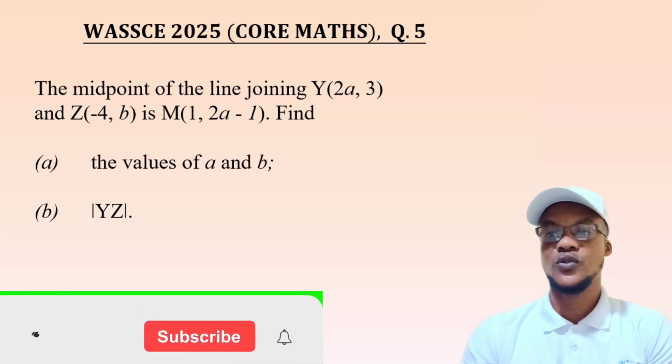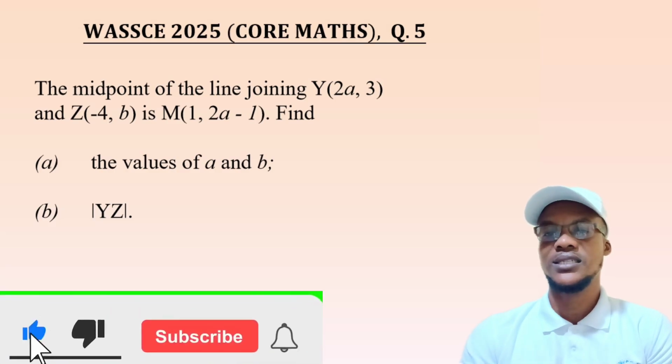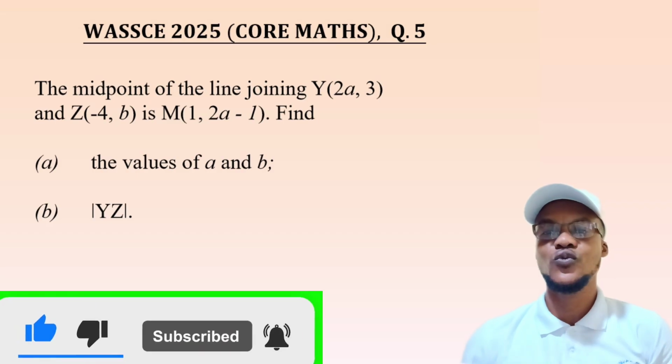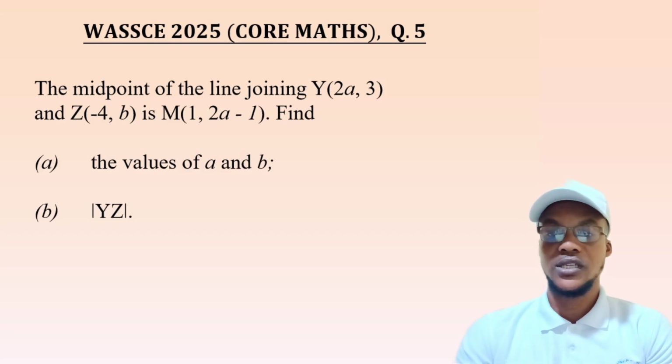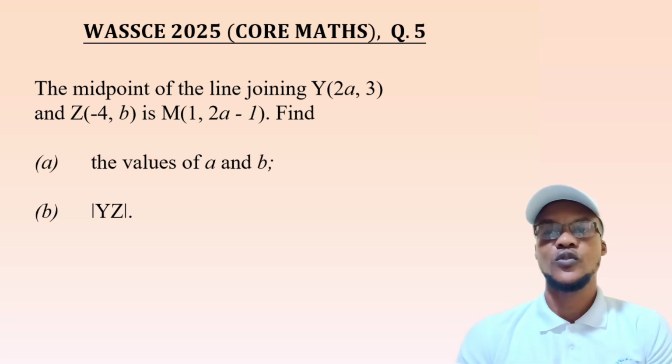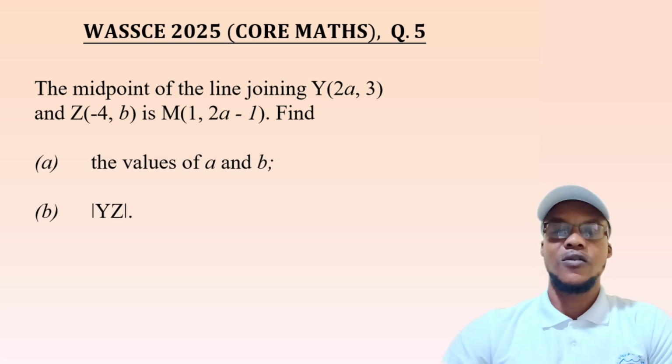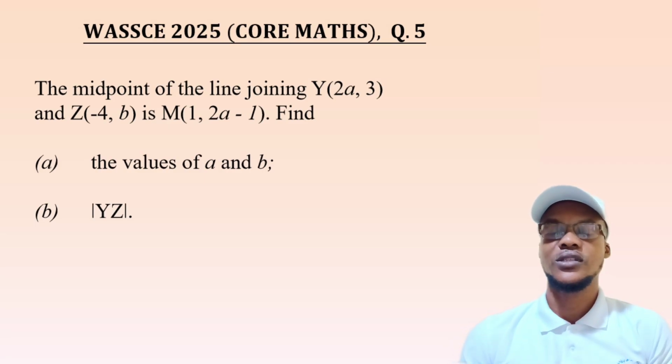So today we are going to solve question 5 of the core mathematics, which says the midpoint of the line joining the two points Y and Z is given as (1, 2a minus 1). We have to find the values of a and b, and also find the length or the distance of YZ. So this is what we have before us today.